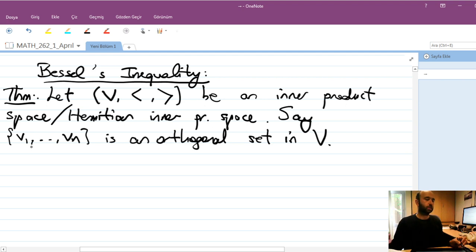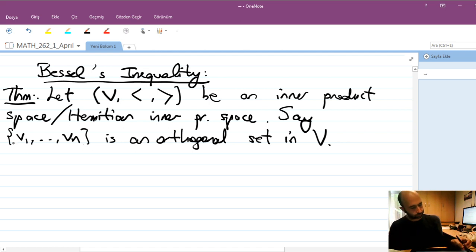Remember, this means the inner product of any two distinct vi's, so vi inner product vj for i not equal to j is 0. I don't assume that it is a basis, so it could be, but it doesn't have to be. Well, the linear independence of the set follows, since we know that we don't have the zero vector here. Okay, fine. In this quite general setup, we have the following thing.